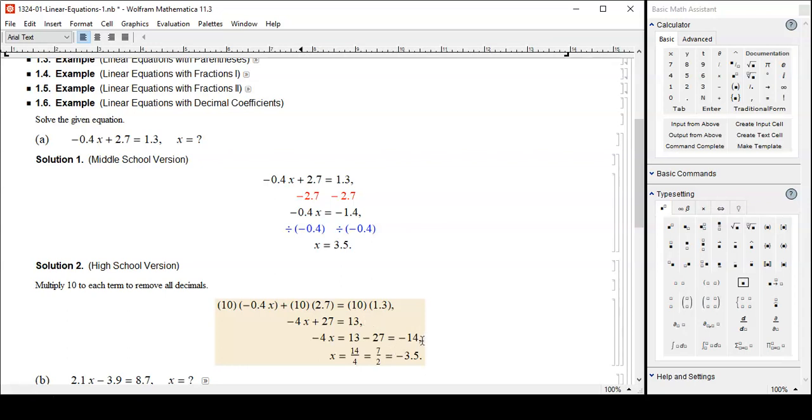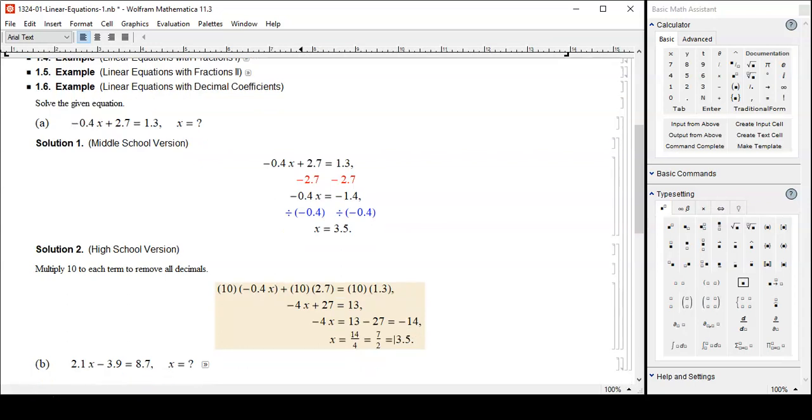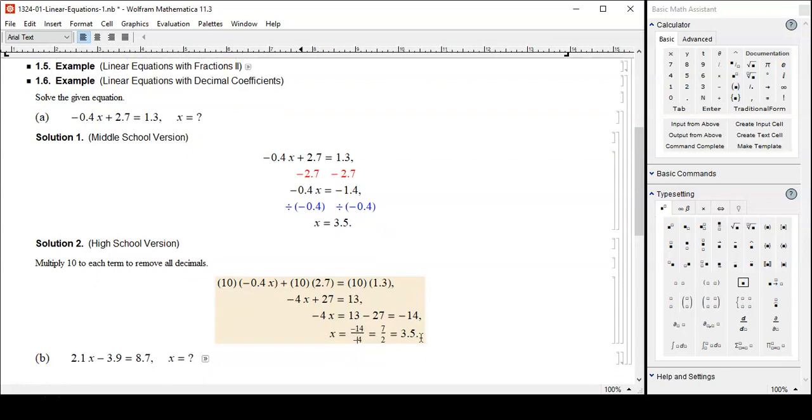We got that, and then divide. We end up with, oh, wait a minute. Negative 14 divided by negative 4, so yes, 3.5. Sorry about the typo, now it's corrected. Which do you like better? I like the second one better. Even if you have a decimal equation, you can remove the decimal in the very first step.